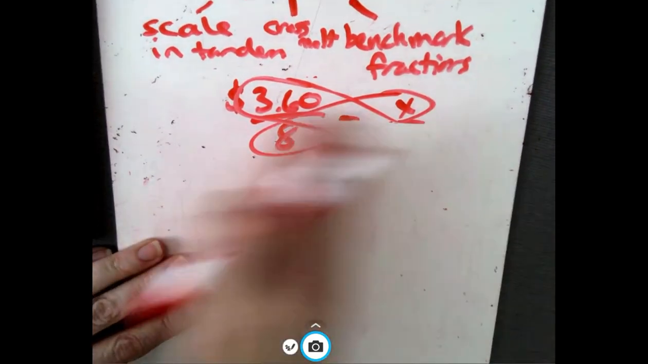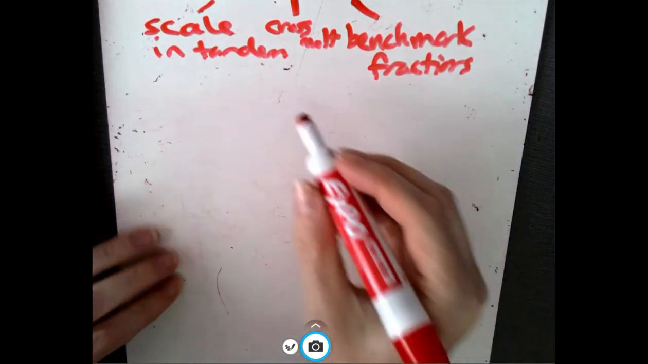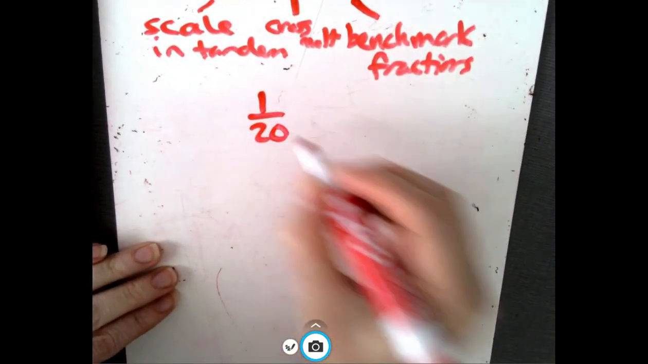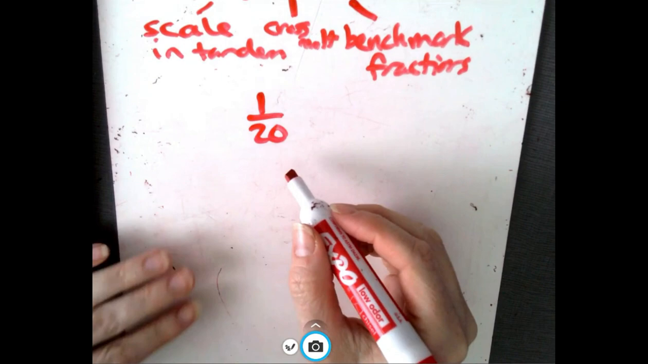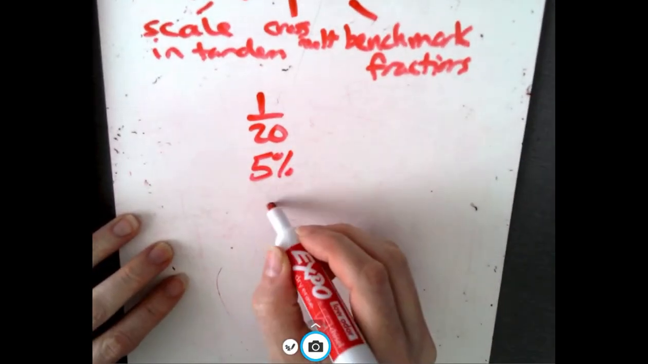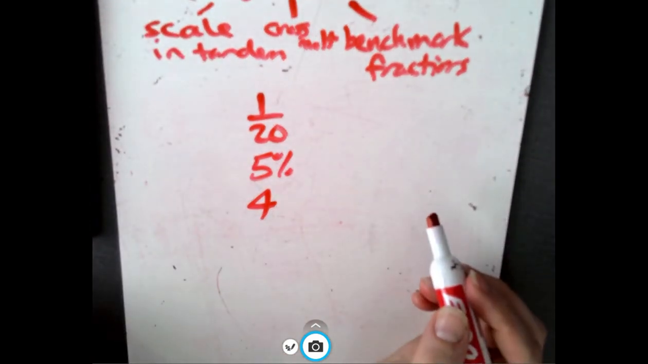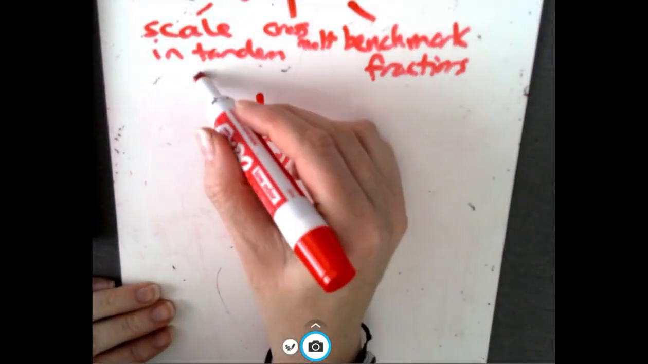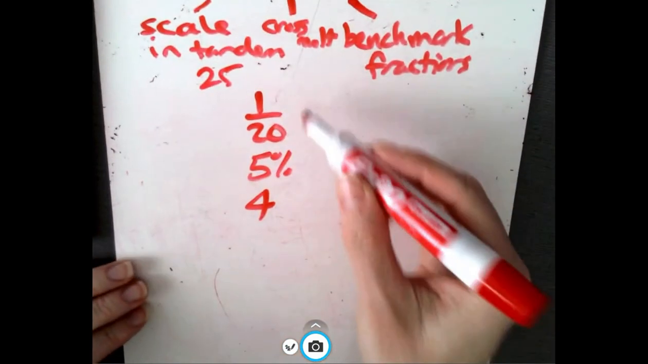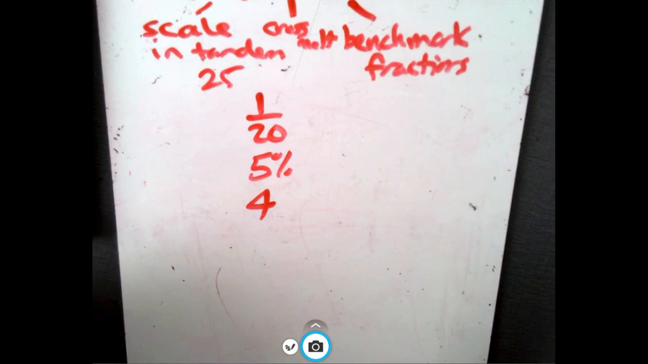So one other thing that you'll see on the RP1 standards is asking you questions like, okay, if 1/20th of this set has this much, and 5% has this much, and then 4 total has this much, who has the most or who has the least? And it'll say out of like 25. So it's going to ask you to find those and compare them. So the question is, how do you do that?